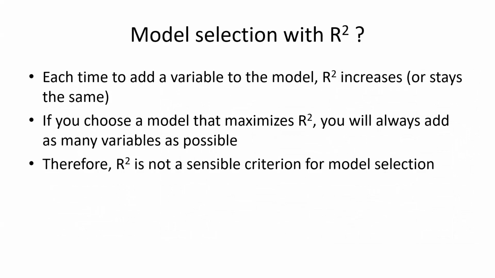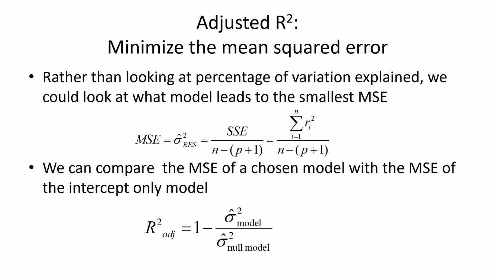This just says the same thing. We are developing now another criterion, the adjusted R squared. And the idea is to look at what model leads to the smallest mean squared error, where the mean squared error is defined as usual, sums of squares error, or square of the residuals, divided by n minus p plus 1, the degrees of freedom.